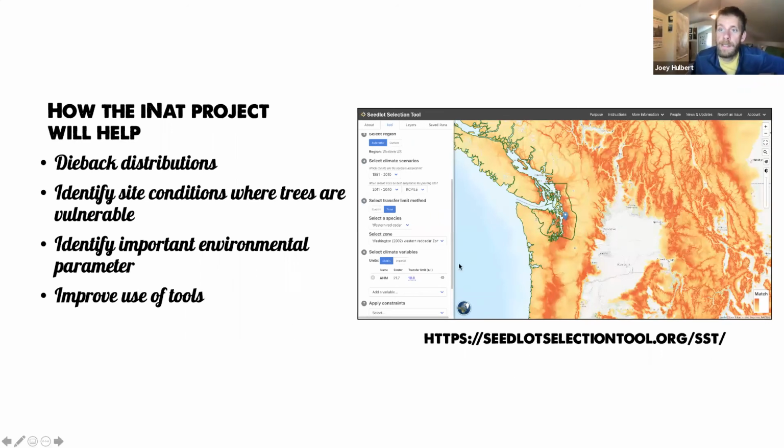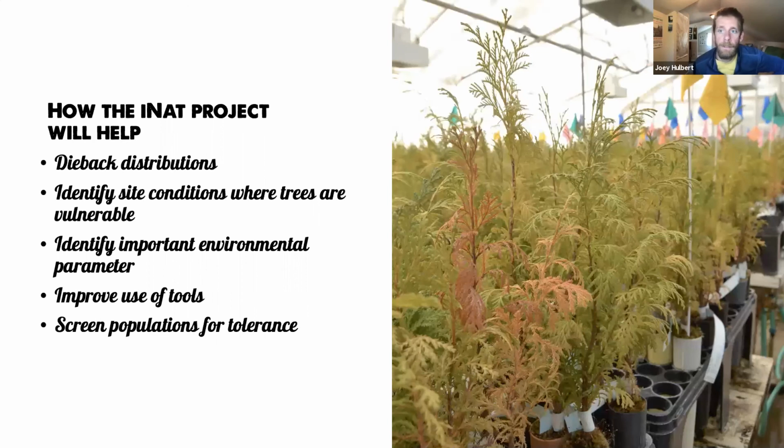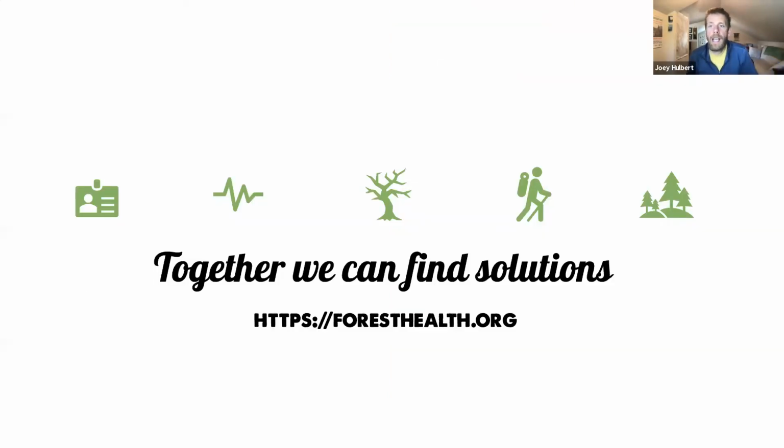And that will allow us to use tools like the seed lot selection tool more effectively, which would be another neat tech tool for sharing with this group. But ultimately, once we have more information about where trees are vulnerable and which environmental parameters are important, then we can start to screen other populations. And so in the end, with the effort of the whole community, we can develop this information quickly, and we can start to plant trees that are more tolerant and allow Western red cedar to be kept on our landscapes for future generations.